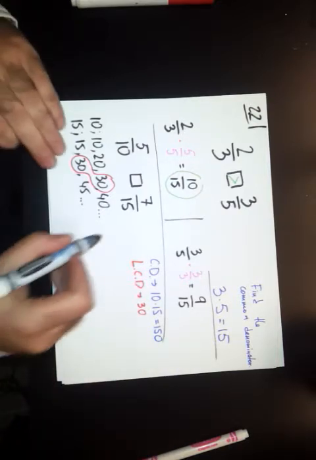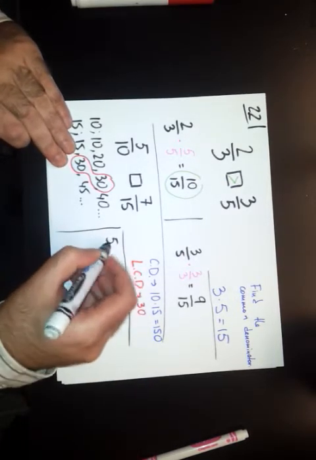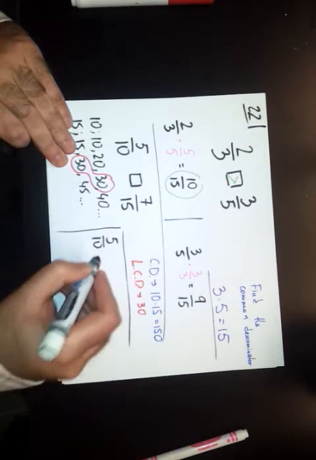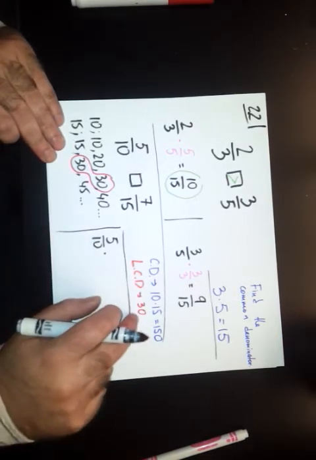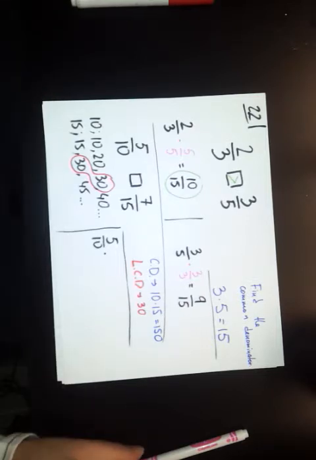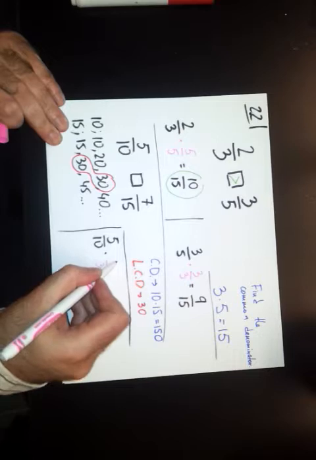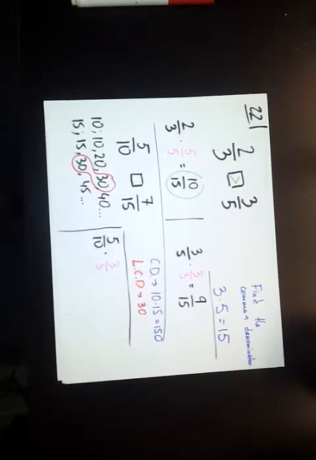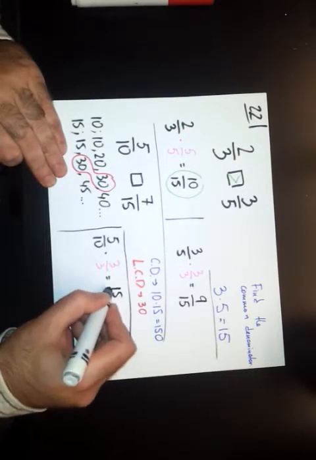So once again, I'm going to write up our first fraction, 5 over 10. And I'm going to multiply it by something that's going to get this 10 to become a 30. And yes, you guessed it, it's a 3. And just like before, I have to multiply top and bottom so as not to unbalance my fraction. And that is, of course, 15 over 30.